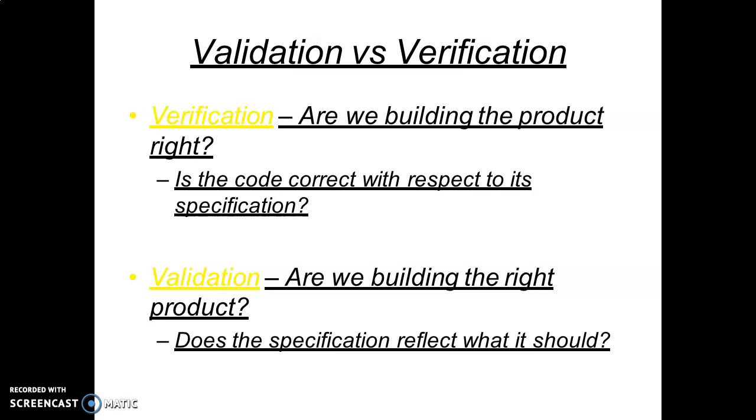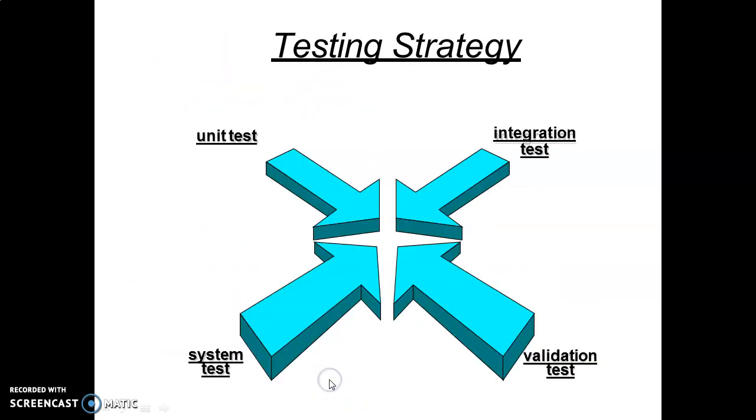Verification means, are we building the product right? Is the code correct with respect to its specification? Whatever we are building is correct or not, that is verification. While validation means, are we building the right product? Whatever we build is as per the SRS or not, as per the specification or not. That is validation. So verification is done by the developer, while validation is done by the independent tester.